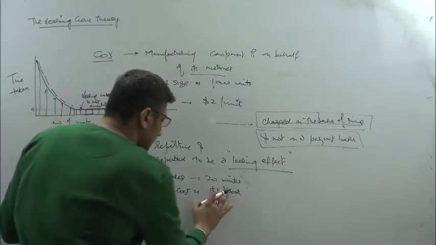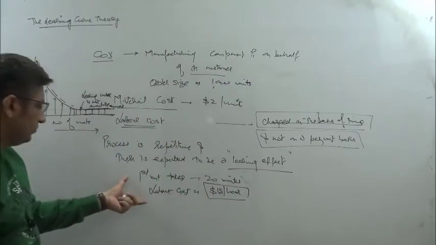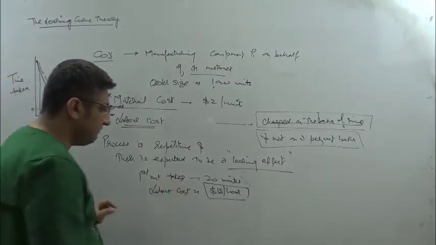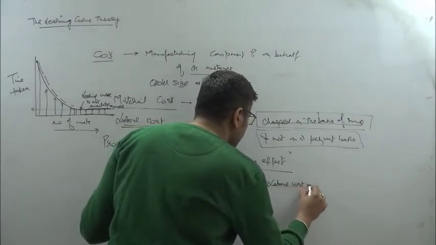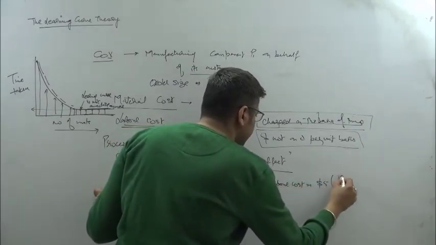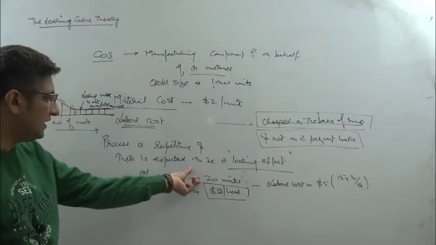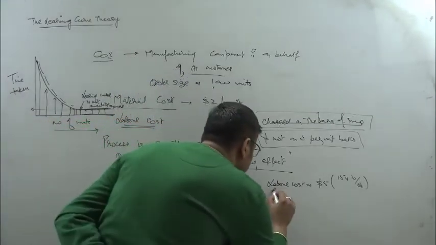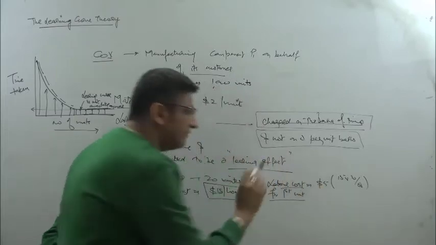Okay, or let's say $15 per hour, right? Here what I need to understand is, for the first unit, effectively my labor cost would be $5, that is 15 into 20 by 60. I'm taking 1/3 of the hour, my hourly rate is 15, so automatically my labor cost for the first unit is going to be $5 there.